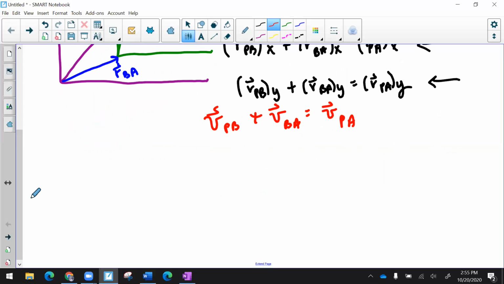And then I can take the derivative again. And what's the derivative of velocity? Acceleration. So I can say that this is a PB plus a BA is equal to a PA.